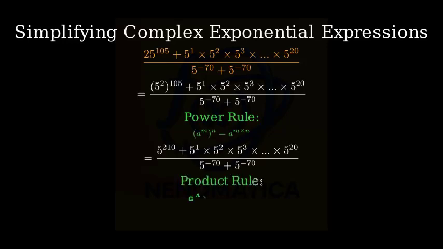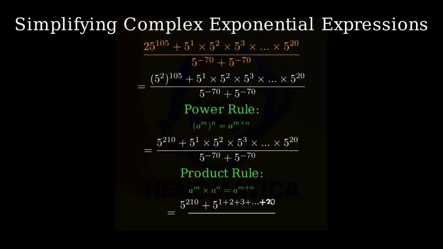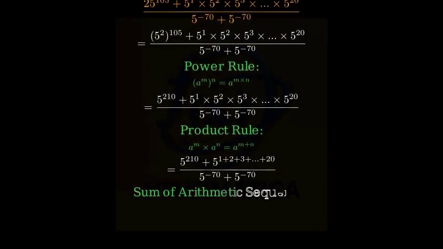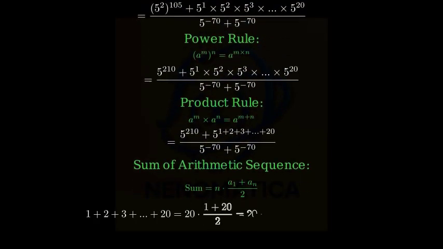In the numerator, we have a product of powers with the same base. Using the product rule of exponents, when we multiply powers with the same base, we add the exponents. So 5 to the power of 1 times 5 to the power of 2, and so on becomes 5 to the power of the sum of all these exponents, which is 1 plus 2 plus 3, and so on up to 20. Now we need to find the sum 1 plus 2 plus 3 up to 20.